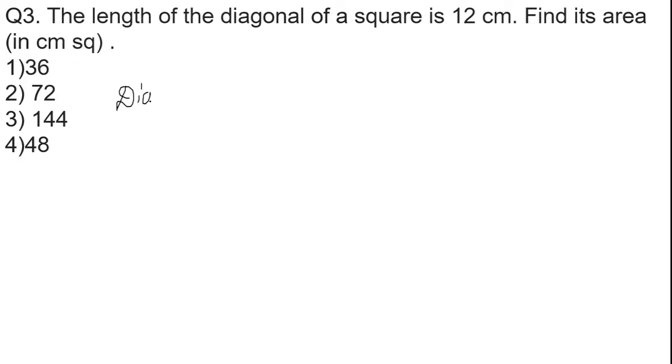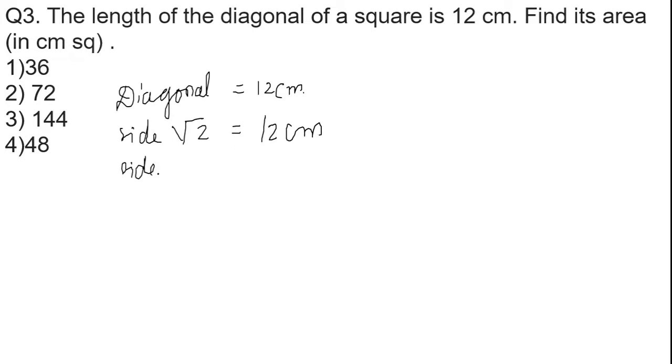Diagonal given is 12 centimeter. So diagonal is side under root of 2, that will give me 12 centimeter. Okay, so side is equal to what? Side is equal to 12 under root of 2. I'll keep it as it is.